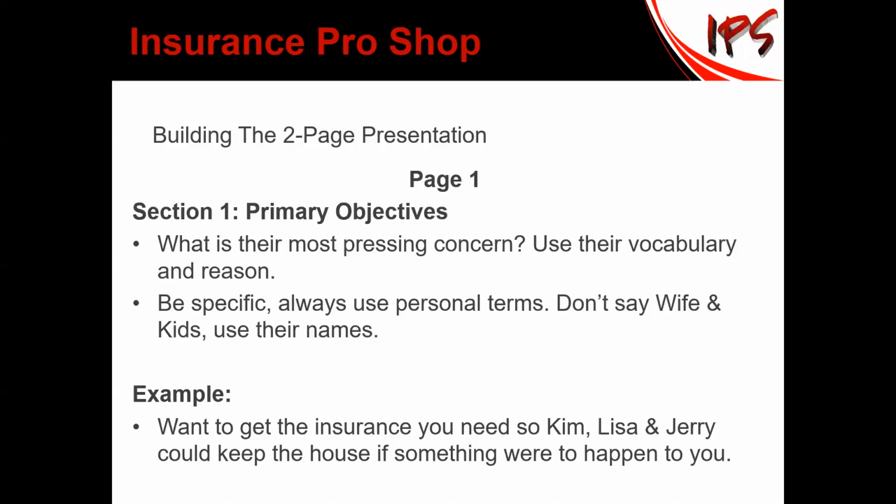So an example of that primary objective would be you want to get the insurance you need so Kim, Lisa, and Jerry could keep the house if something were to happen to you. We're putting the emotion back into it that we got in that initial fact find. So we're saying, hey, you said you wanted the insurance, and this is why you said you wanted it. This is why you need it. We want to remind them of the why, because the why is what sells. That's what appeals to the emotions. All right.